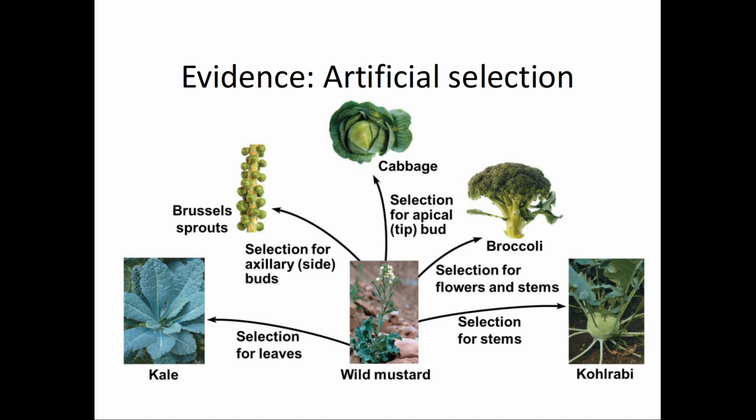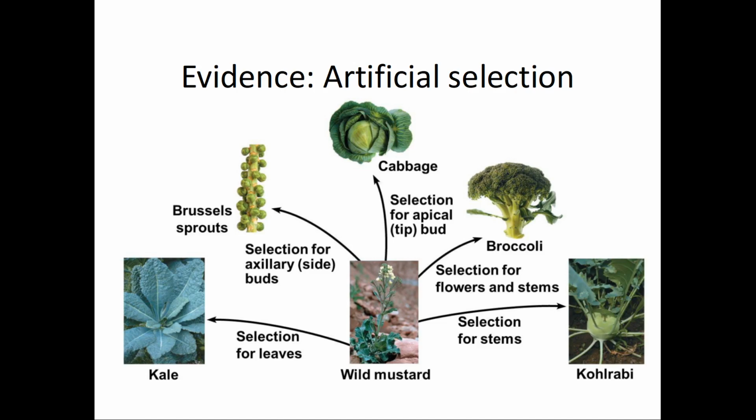So kale, Brussels sprouts, cabbage, broccoli, kohlrabi, mustard greens, and collards are all related. They're all in the family Brassicaceae. But they all came from a wild ancestor, wild mustard. If you get into doing any plant biology research in a lab, you'll very likely end up working with something called Arabidopsis thaliana. That is a weed found in Europe, but it's also in the Brassicaceae family.